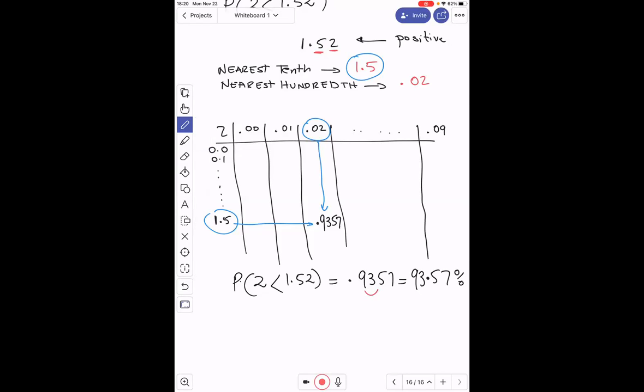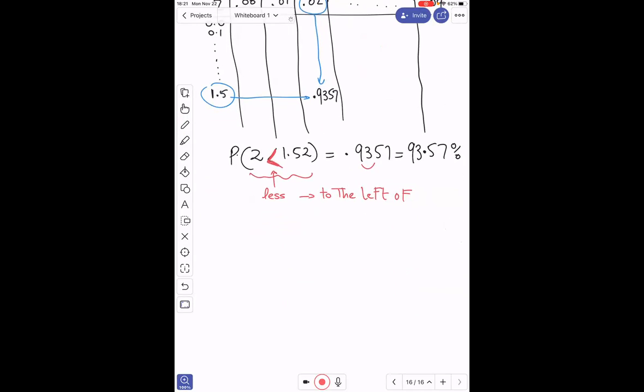But what you need to keep in mind, guys, is that the table gives you the area to the left of z, right? That's the area to the left of z. So when you have less than 1.52, less means it's on the left, or to the left of 1.52.